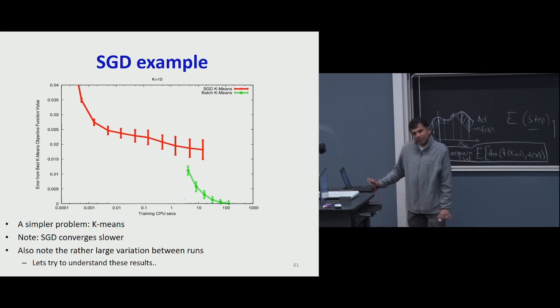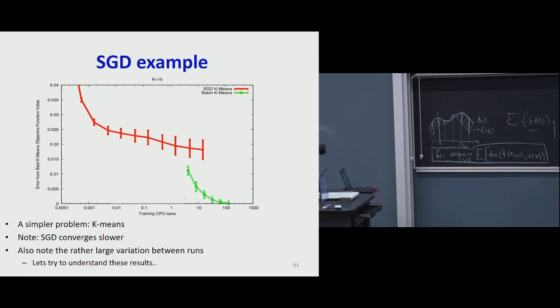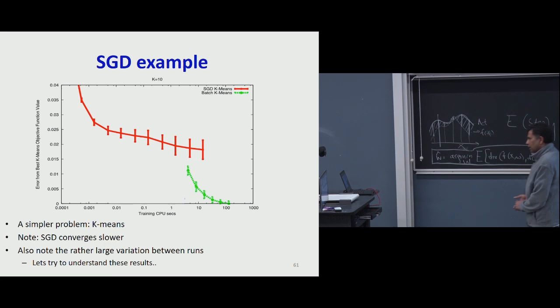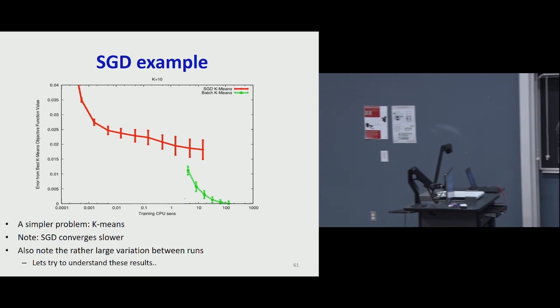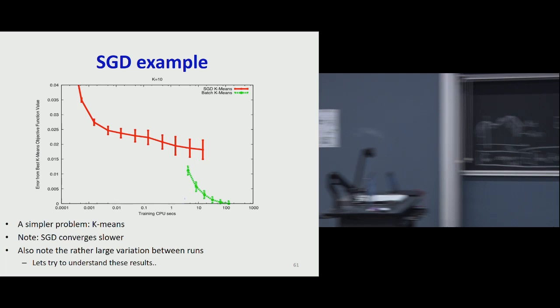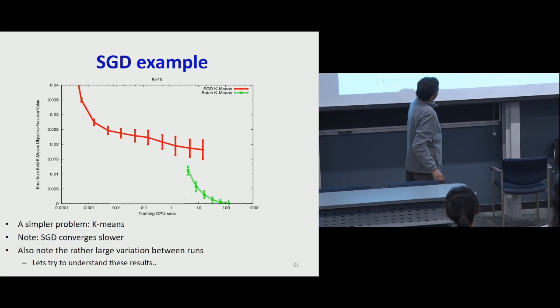Anyway, here's a simple SGD example. This is for k-means. This is not for neural networks. Now, the red line is when you're using SGD, and the green line is what you get when you're using batch updates. Firstly, observe that SGD converges much faster than batch updates. The number of training cycles that you require over here is just 1 CPU second, whereas for the error loss to taper off, it took 100 seconds for the batch updates. So that's a good thing.